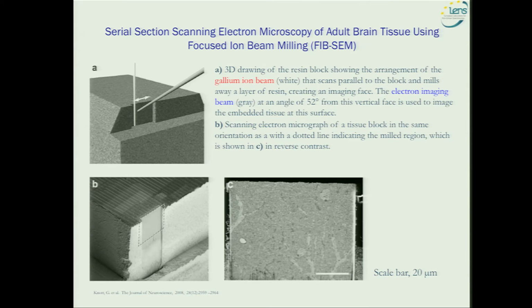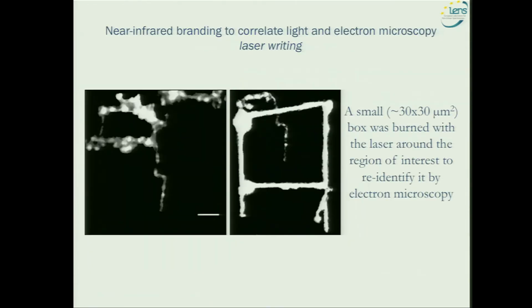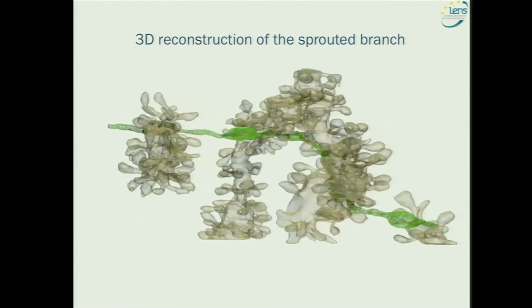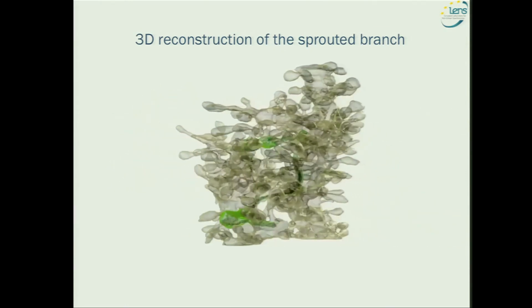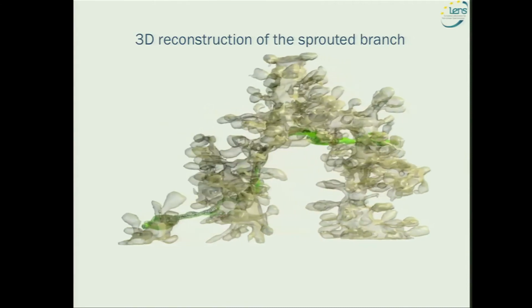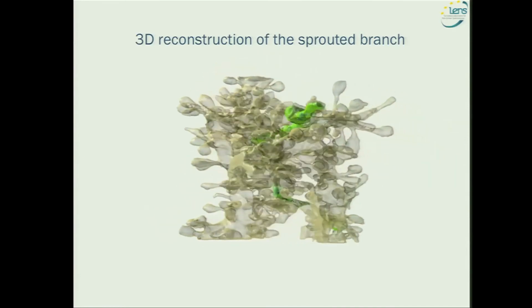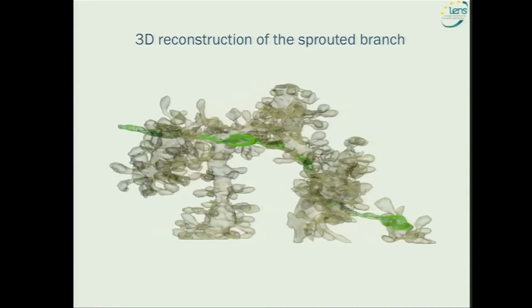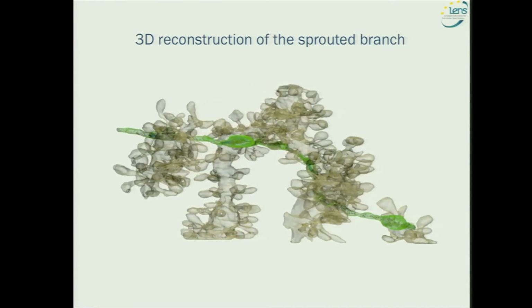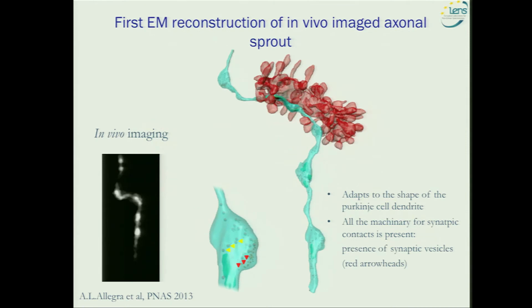So the way to visualize exactly the same region is using laser writing. In that case, we made a mark all around the sprouted branch, okay, and that mark was used to find it again with electron microscopy. And then we found a fantastic thing, that the sprouted branch in green was adapting completely to the shape of the dendritic branch. And at that point the question was, is it going to establish a new synapse formation? And then if you zoom in with electron microscopy, you see that all the machinery to create a synapse is present.